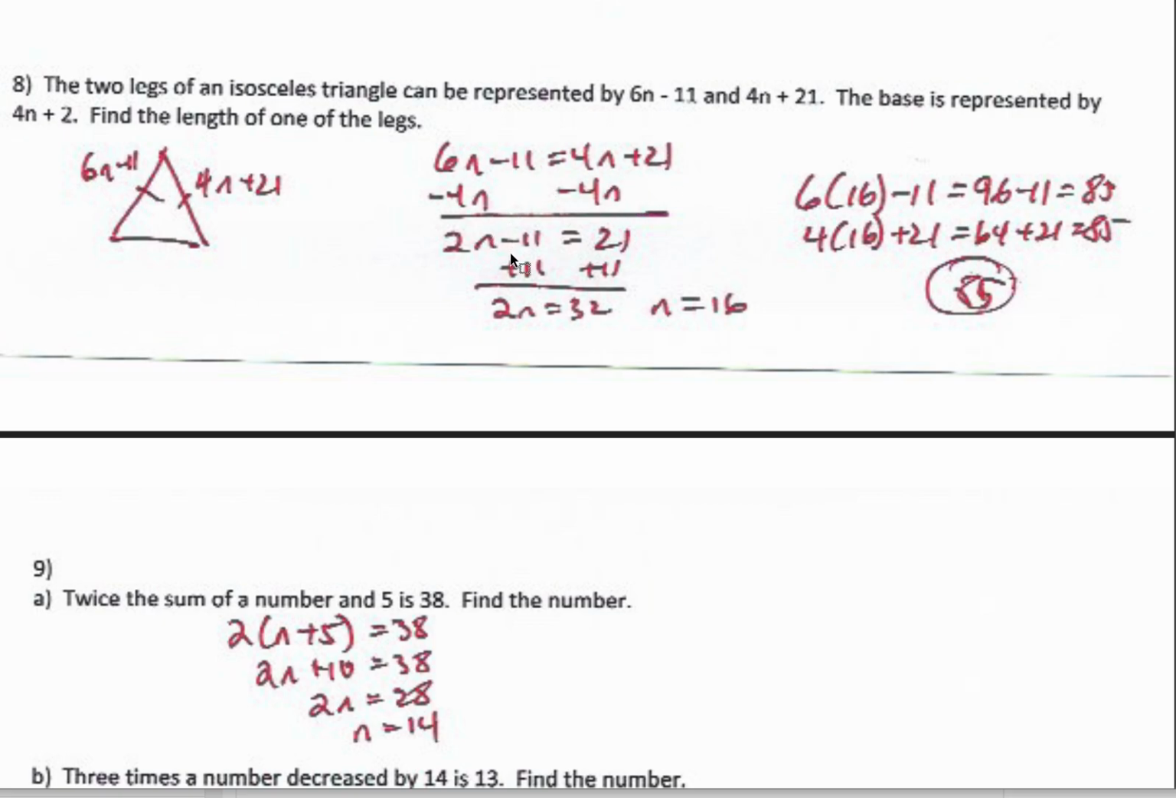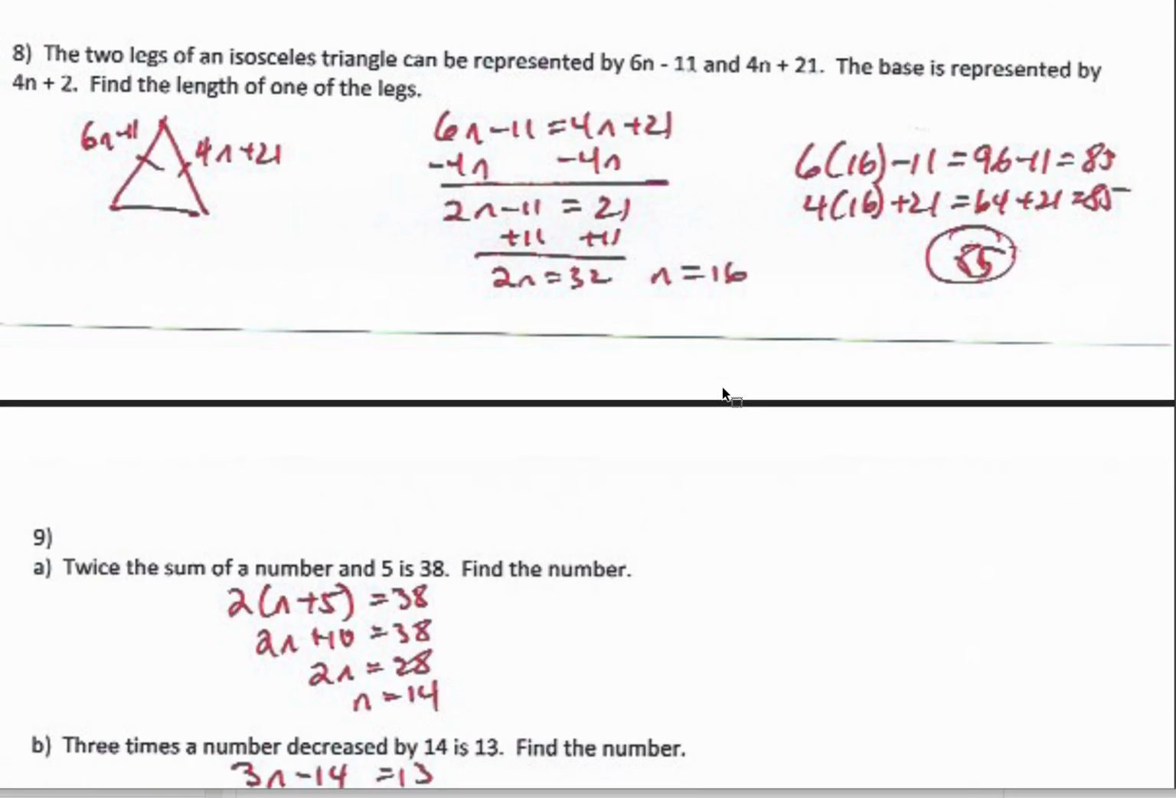Subtract 4n from both sides. Add 11 to both sides. I get 2n equals 32. So n is 16. How long's one of the legs? I tested both sides, but they work out to be the same at 85. 6 times 16 is 96, minus 11 is 85. Big triangle.